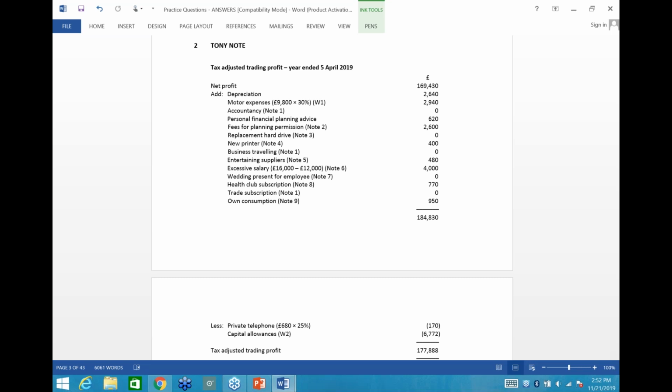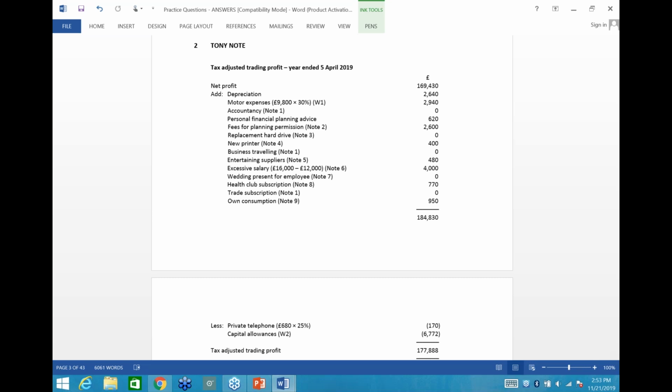Calculate Tony's tax-adjusted trading profit for the year ended 5th of April 2019. Your computation should commence with the net profit figure of 169,430 and should list all the items referred to in notes 1 to 8, indicating by the use of 0 any items that do not require any adjustment. Okay. Now, the guidelines are given. We have to strictly comply or adhere to the guidelines that we have been given. If you comply with these guidelines, we can easily score full marks for a question like this.